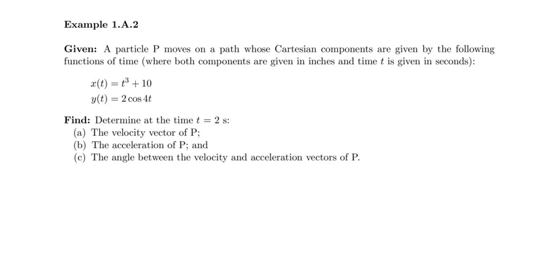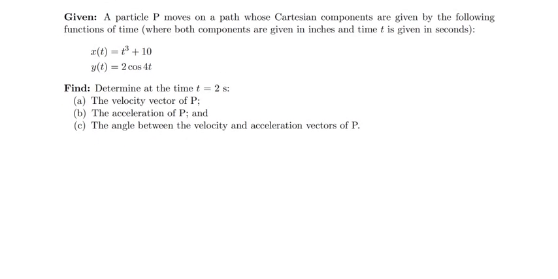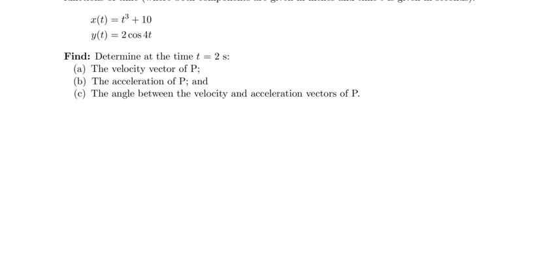Alright, so in this example we're told to consider a particle P who moves on a path within the Cartesian component space given by x of t equals t cubed plus 10 and y of t equals 2 times the cosine of 4t, where both of these components are given in inches and time is given in seconds respectively. And given this information at a particular instant in time, we're asked to find the velocity vector of P, the acceleration of P, and the angle between the velocity and acceleration vectors of P.